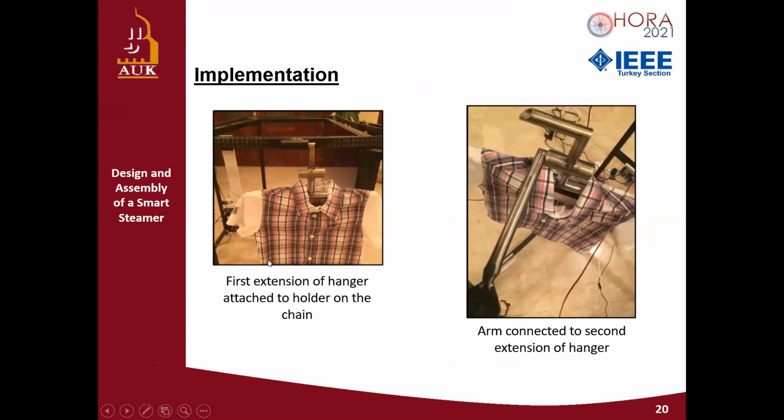Here, as you can see, the first extension, the one on top, is attached to the holder on the main chain. And in the second figure, you can see that the arm is connected to the second extension of the hanger in order to remove the clothes that have already been steamed into the waiting room for the customer to pick them up.